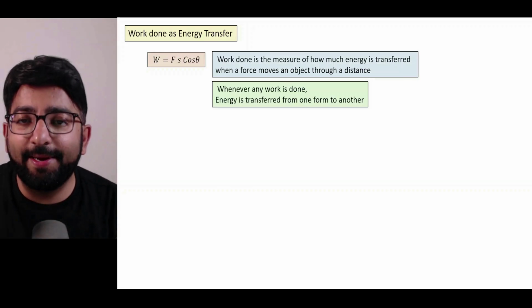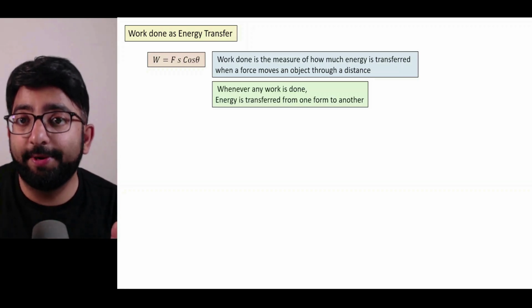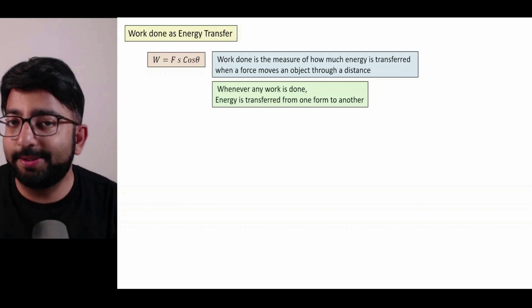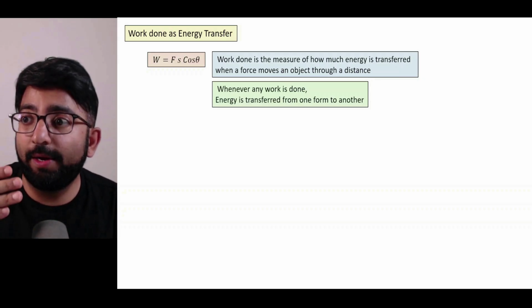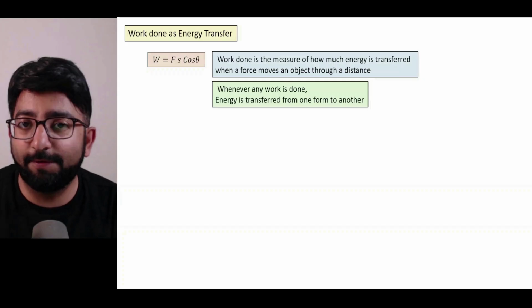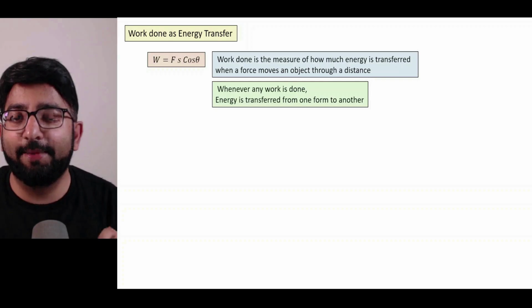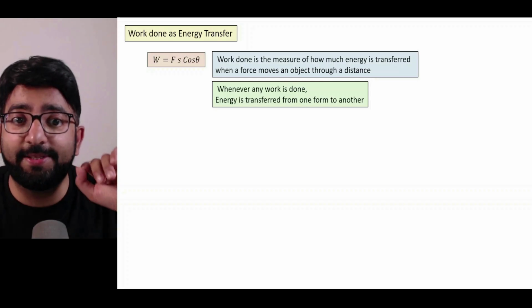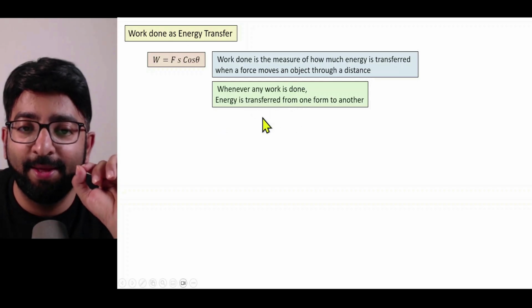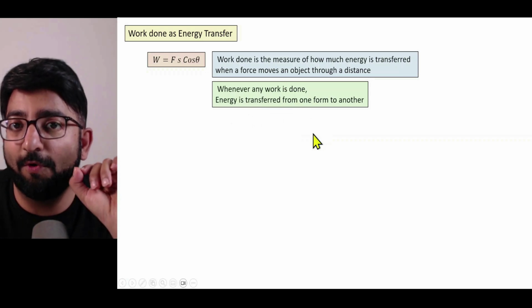So, for example, kinetic energy can be converted to potential energy or vice versa. Or for example, potential energy could be converted into thermal energy and vice versa. So, there are various forms of energy transfer that can take place. But do not forget the basics that whenever any work is done, energy is transferred from one form to another.